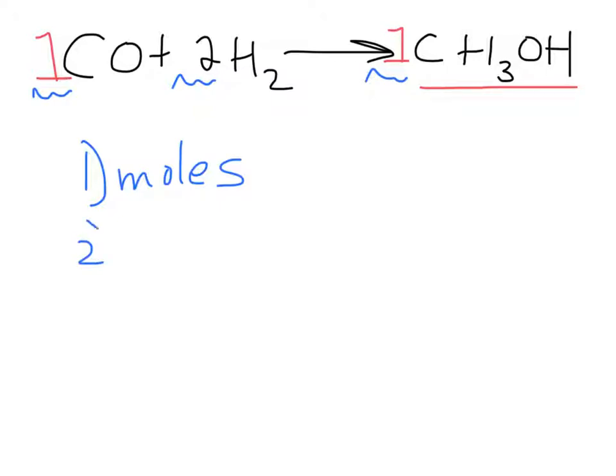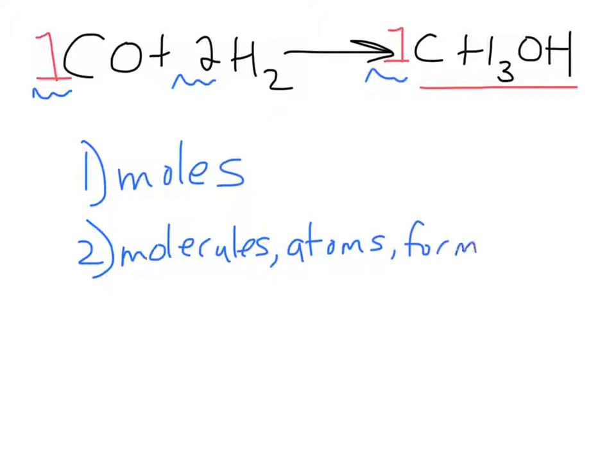The other thing that these coefficients can represent are molecules, atoms, or formula units. So another way to read this reaction would be 1 molecule of carbon monoxide reacts with 2 molecules of hydrogen to produce 1 molecule of methanol.